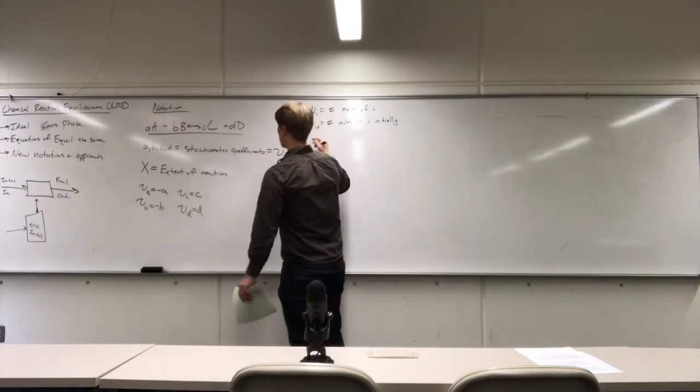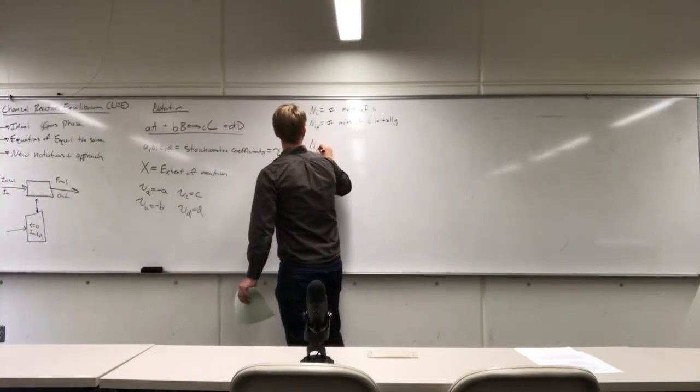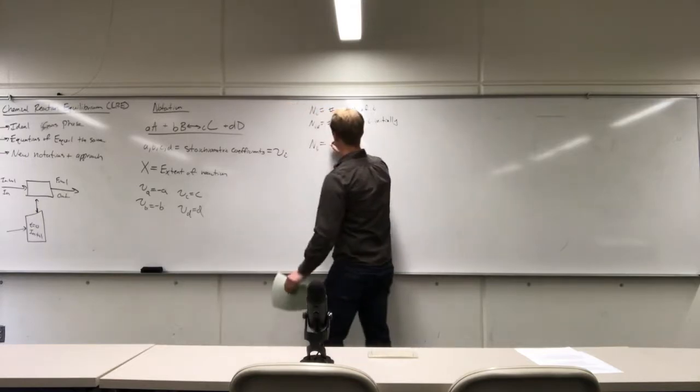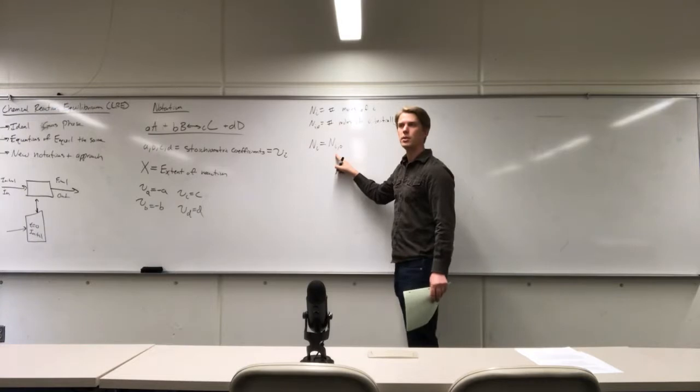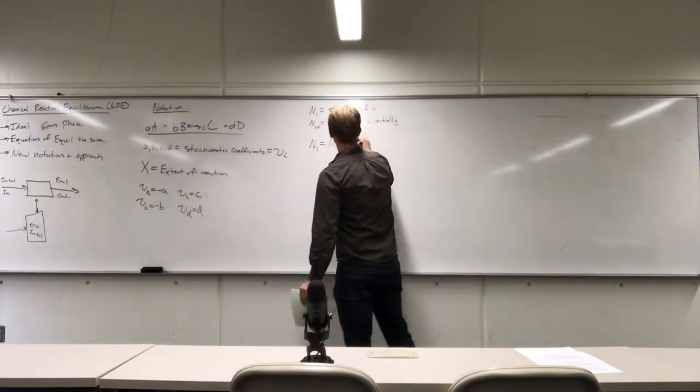Now, what we're going to be writing then is that the number of moles of species i in the system is going to be equal to the number of moles of that particular species fed plus the stoichiometric coefficient times the extent of reaction.